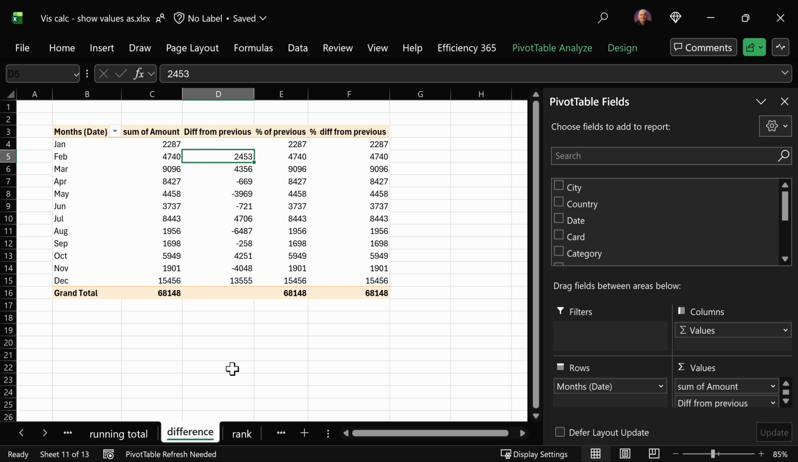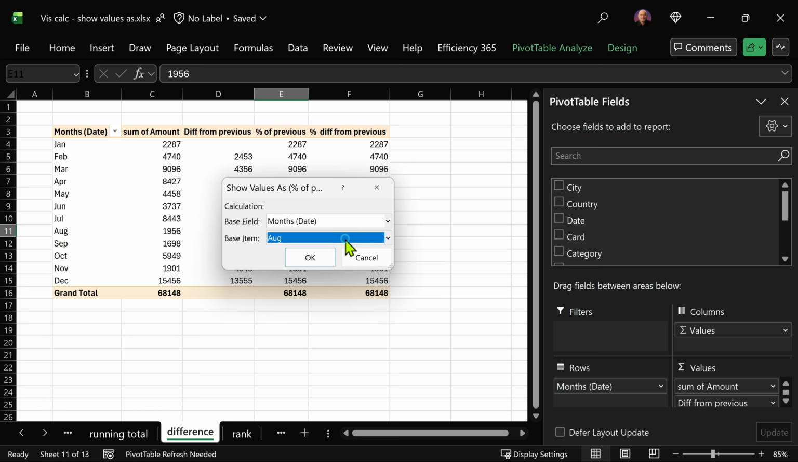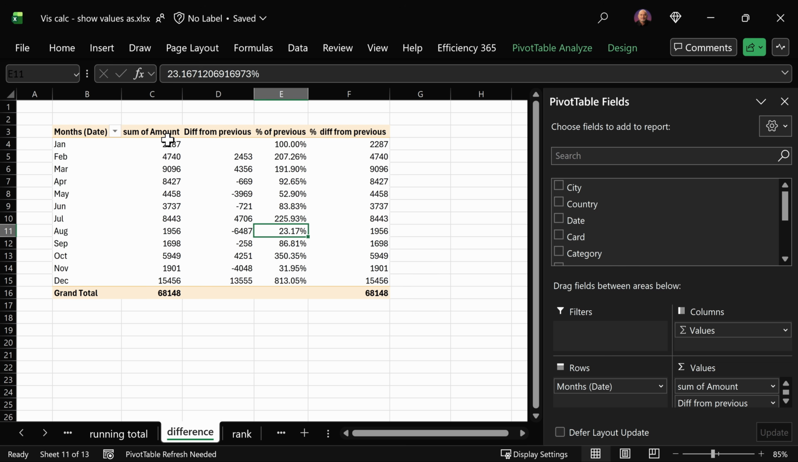669. So like that, it is doing the calculation. Simple difference from previous. This is good. But now I want to think, if this increased by this much, assume this was 100%, by how much percent did it increase? So show values as percentage of what? Previous. The first value doesn't have any previous, so it's 100.